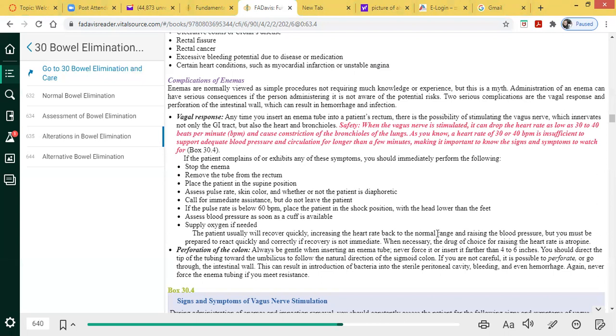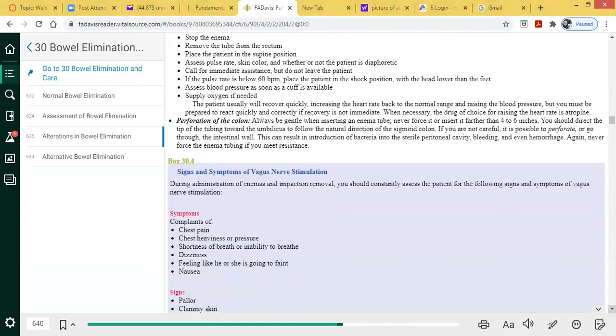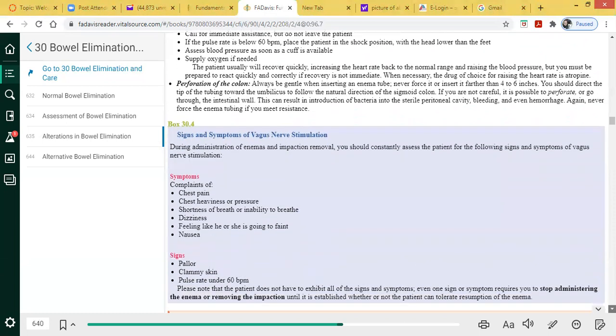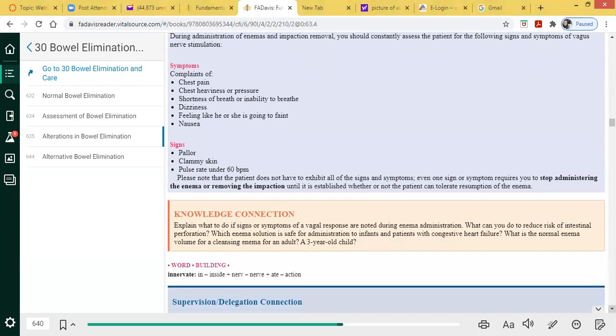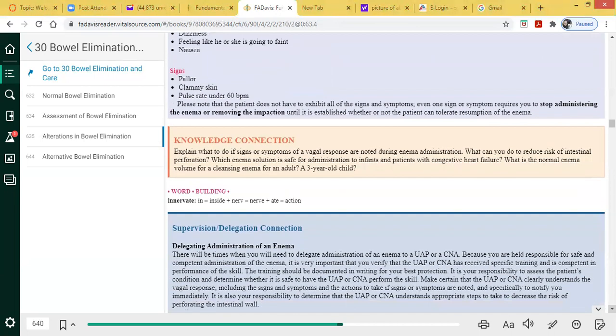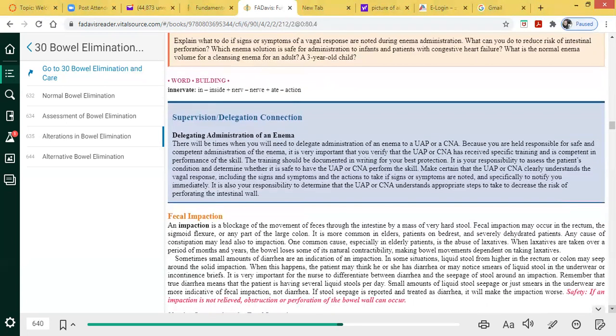Another complication of an enema insertion is perforation of the colon, where you actually poke a hole through the colon, pierce the colon, that type of thing, which would be a medical emergency. And it talks about fecal impaction.